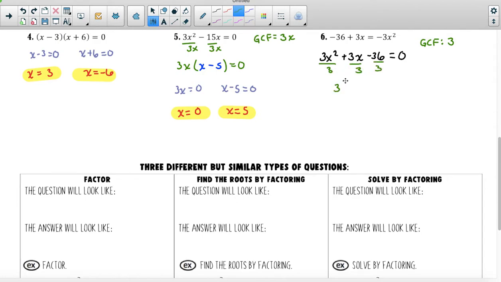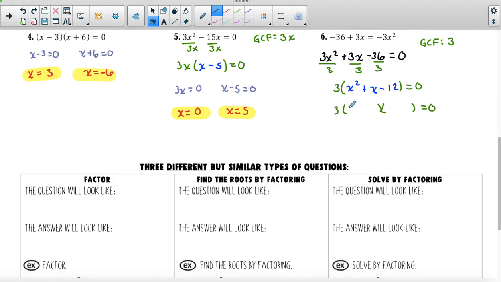So we have 3 parentheses, and we are left with x squared plus 1x minus 12. And this is still equal to 0. We still need to factor x squared plus x minus 12. So we'll have 3, and we're going to try and do 2 sets of parentheses equals to 0.